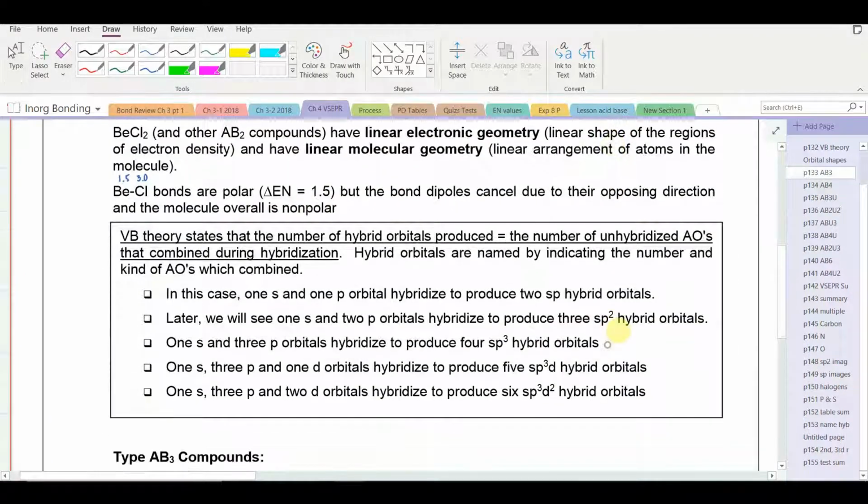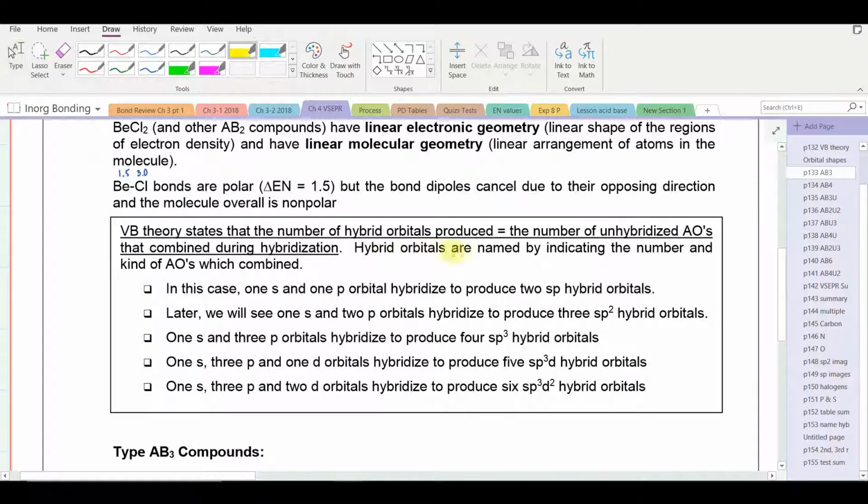We just mix them together and reshape them. Hybrid orbitals are named by indicating the number and kinds of atomic orbitals which were combined. In this case, we mixed together one s and one p orbital. They were hybridized to produce 2 sp hybrid orbitals.